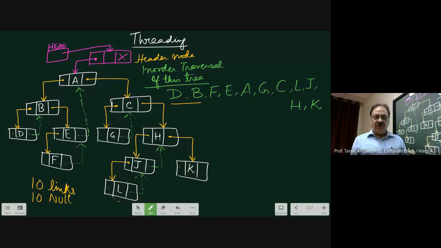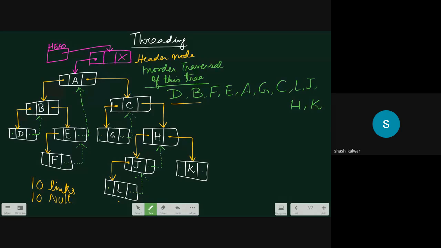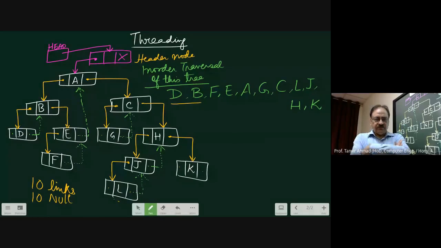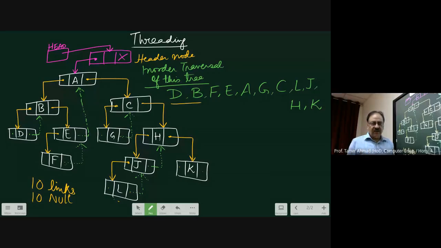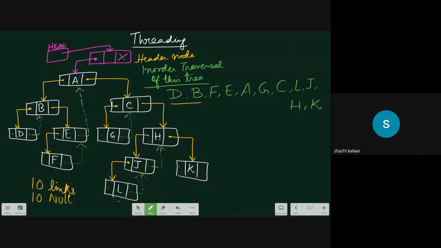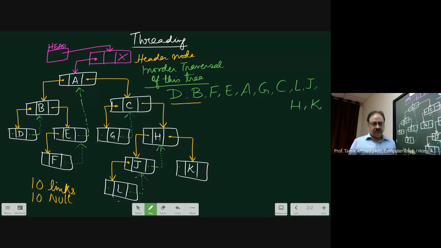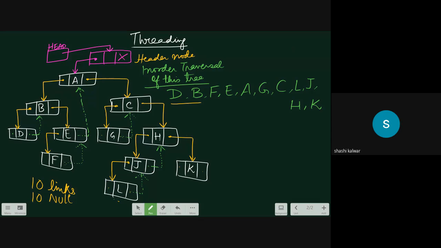Repeat the question again. Sir, here we have made a threading from J to H from the right side, and again we are making a thread from L to J. Then how will it work? Because we have already filled the null pointer.